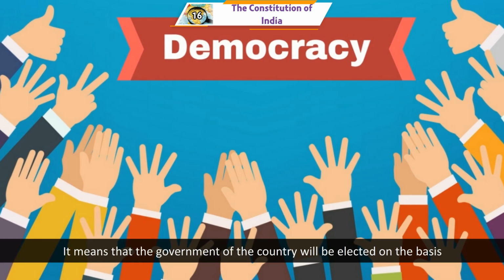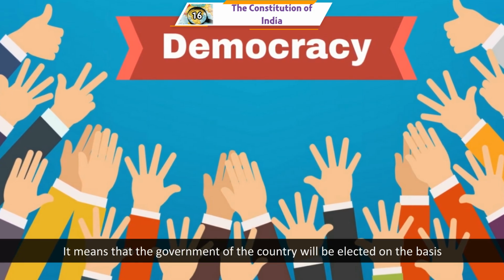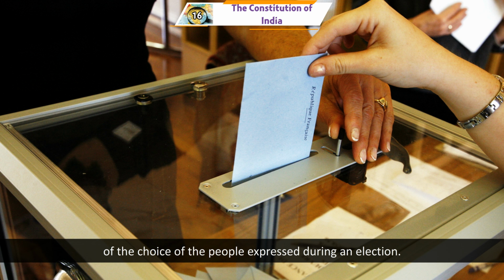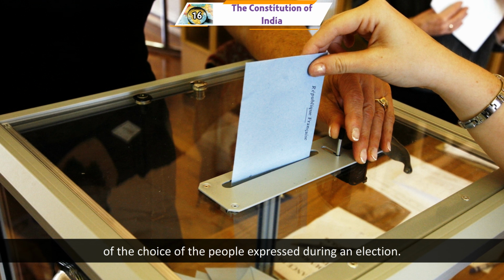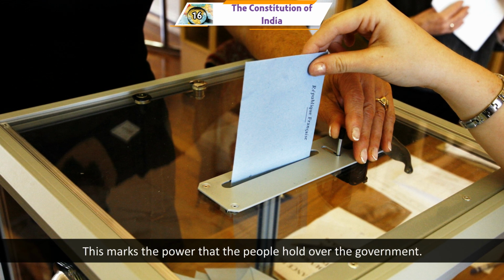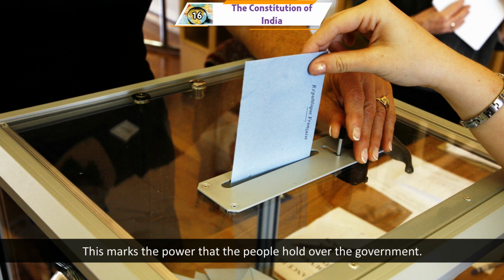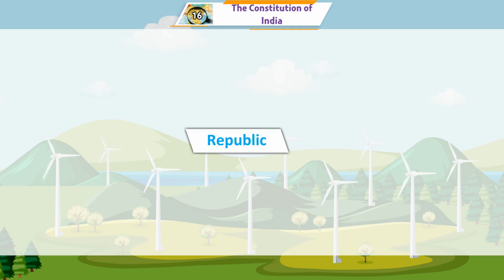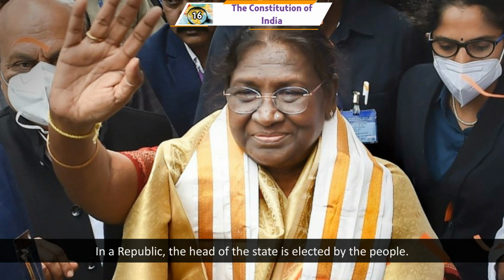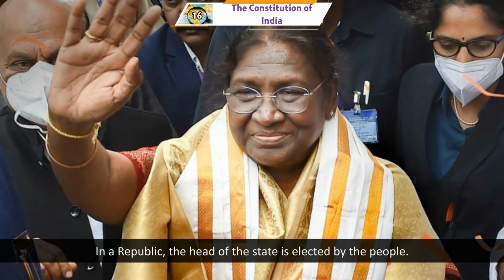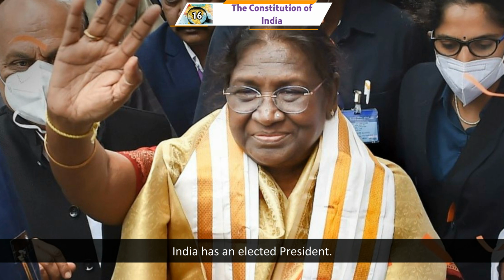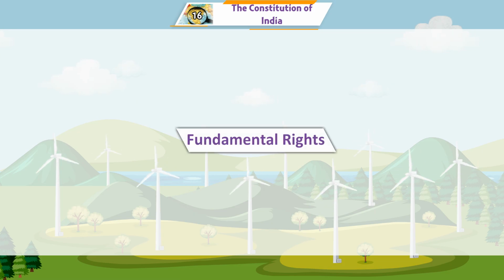Democratic. It means that the government of the country will be elected on the basis of the choice of the people expressed during an election. This marks the power that the people hold over the government. Republic. In a republic, the head of the state is elected by the people. India has an elected president.